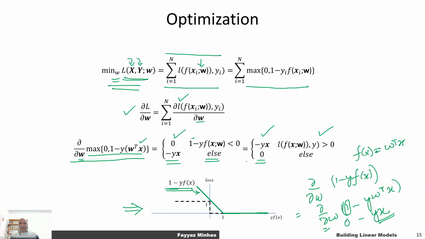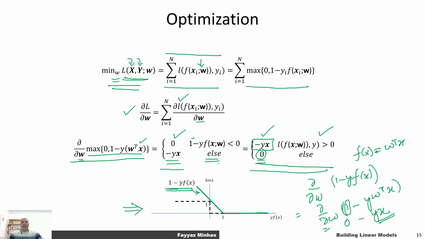So we compute the gradient of this, which comes out to be this function over here. If the value of the loss function is positive, then the gradient is equal to this. Otherwise, the gradient is equal to 0. So that's pretty much it. And if we put that together, now we should be able to build an algorithm.